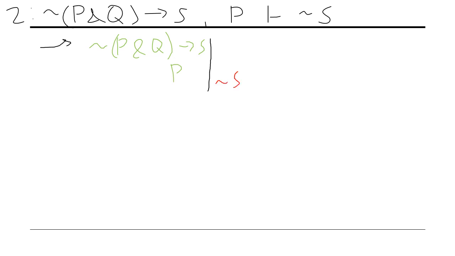Looking at this premise first, what is the main operator? Now you might be a little bit confused if it's the tilde or the arrow, but the tilde is only applying to this P and Q. If it was this, then the tilde would be the main operator, but there's not an extra set of parentheses. Instead, we're saying this is the main operator. It's gluing this side and this side together.